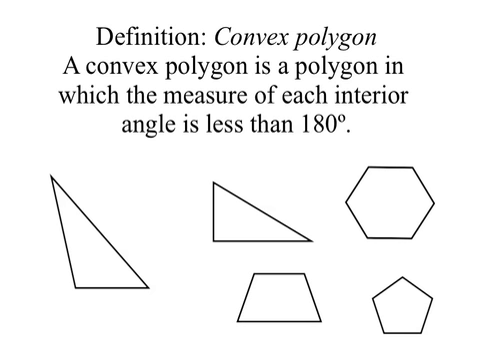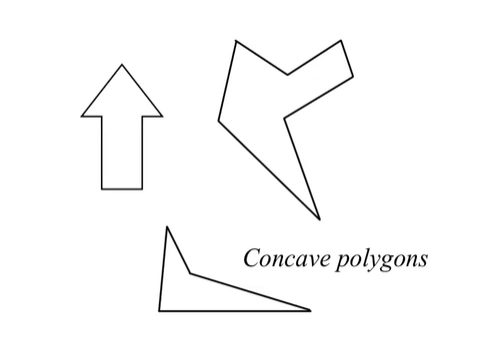Two have 3 sides, of course they're triangles. One has 4 sides. One has 5 sides, a pentagon. And one has 6 sides, a hexagon.